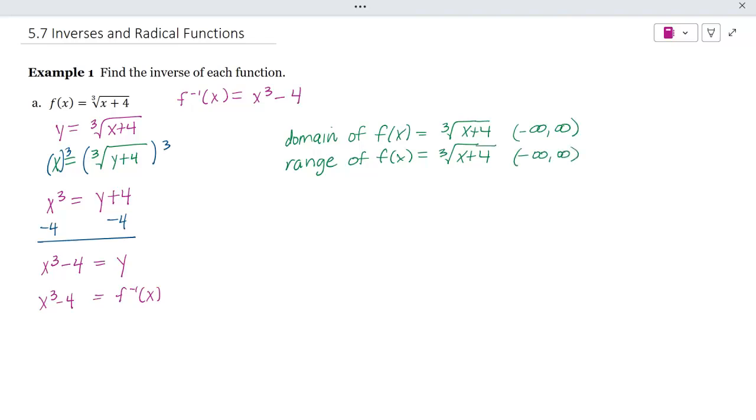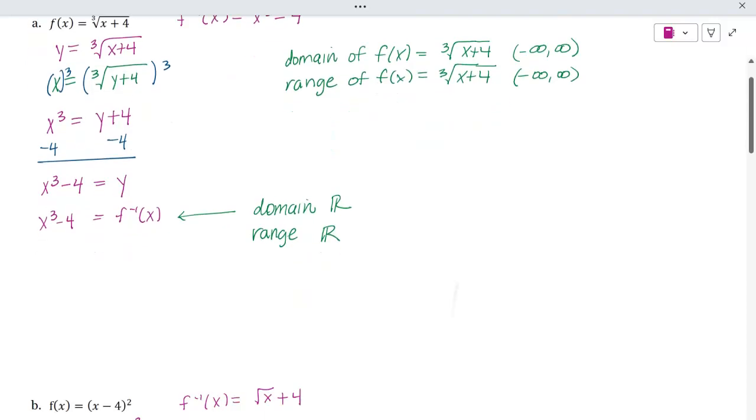When we find an inverse function, the domain and the range switch. So when we look at our inverse function, which was here, the domain is all real numbers and the range was as well. It's hard to see that there was any exchange because both of them are all real numbers.